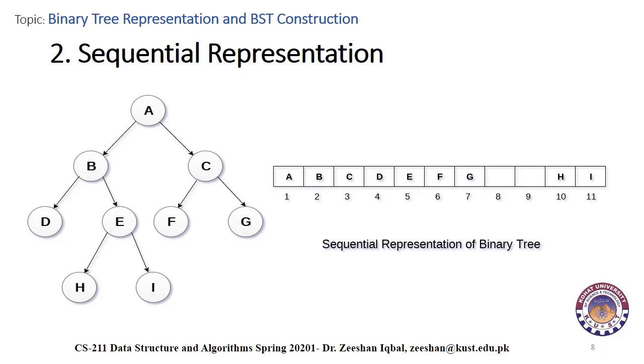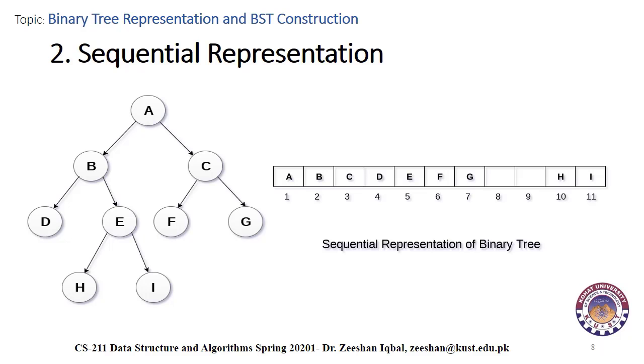Diagrammatic representation of sequential representation is shown here. If we consider the tree, the tree contains 9 nodes. So we can see that A is the root of this tree. So A will be stored at the array's first index. Let's suppose A is stored at 1.